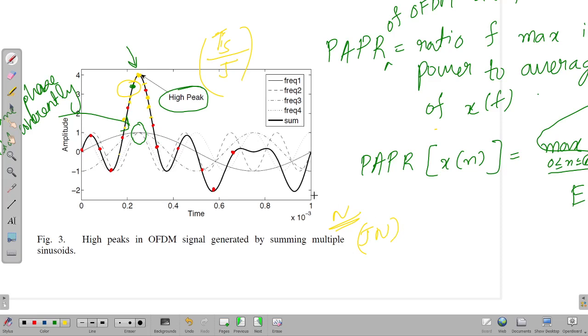And you have more sample points now. You have j into n sample points now. And this j is called the oversampling factor. Oversampling factor. Which means you are sampling the signal at a rate greater than the Nyquist rate. So you have an oversampling factor j.